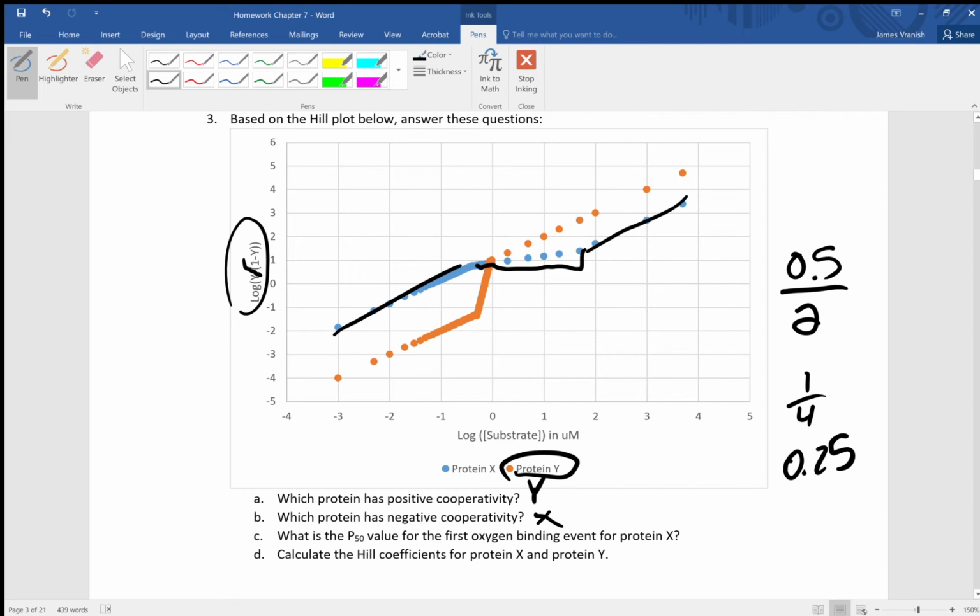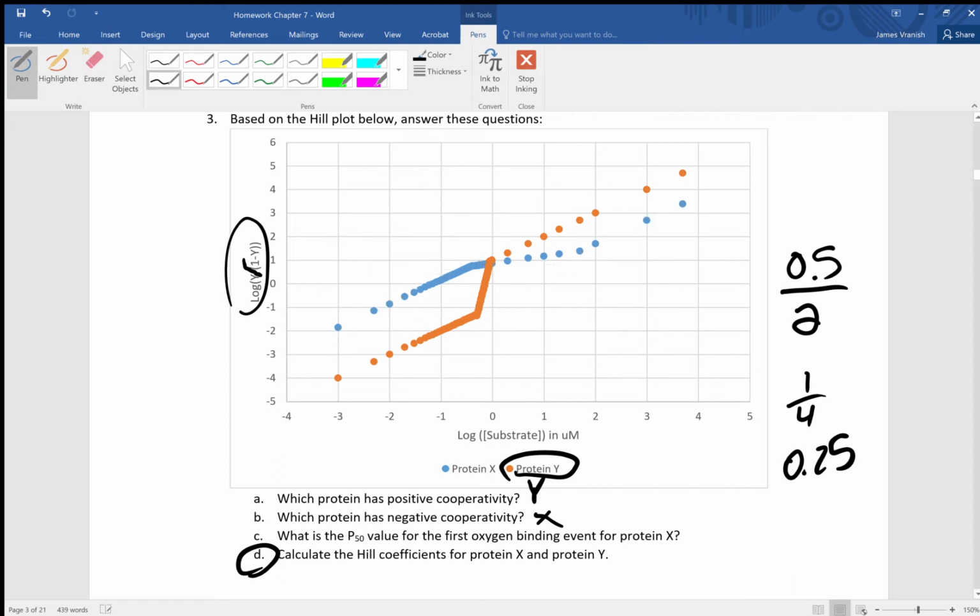Then actually we just did part D. Calculating the Hill coefficients is just the rise over run of that middle region between the two regions where the slope is 1. That's how you measure the slope of that region, and you get the Hill coefficient.